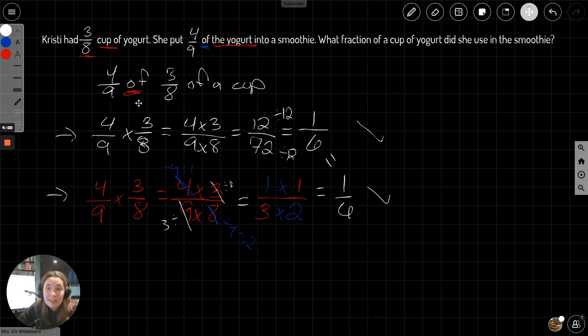You don't need to find a common denominator. You don't need to have the same bottom number. You don't need to change anything. Just multiply straight across or simplify and then multiply.